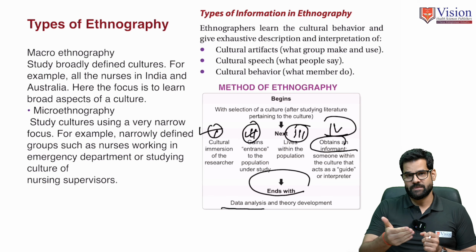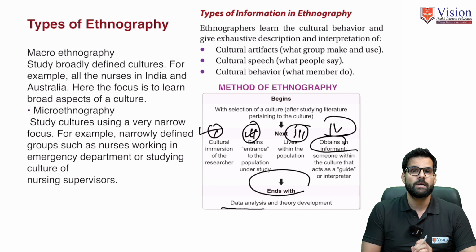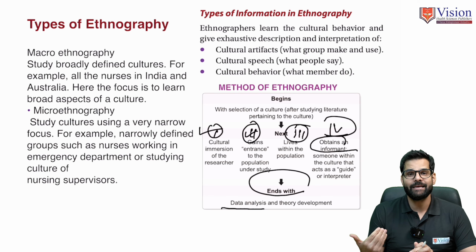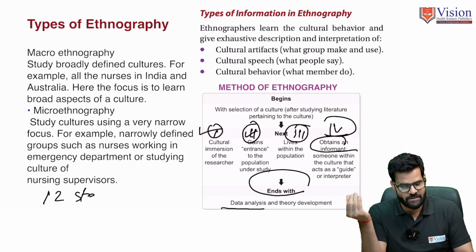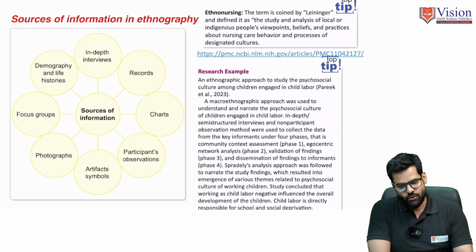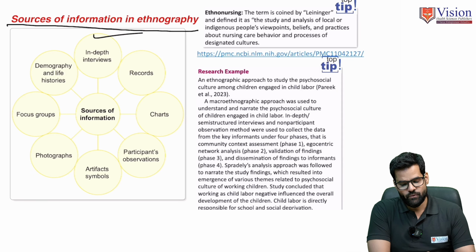So there are 12 steps. Spradley actually has done a very wonderful job, who developed a method of analyzing ethnographic research. So that's what we call the 12 steps analysis that we follow in ethnography. Okay, so what are the sources of information? Same as in ethnography, we go for in-depth interviews, records, charts, participant observation.